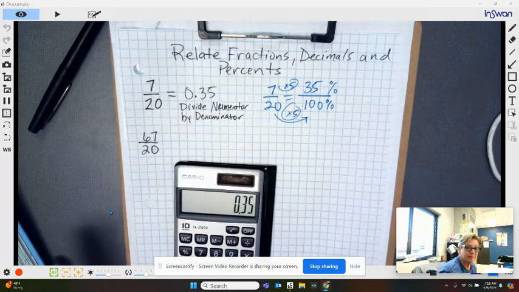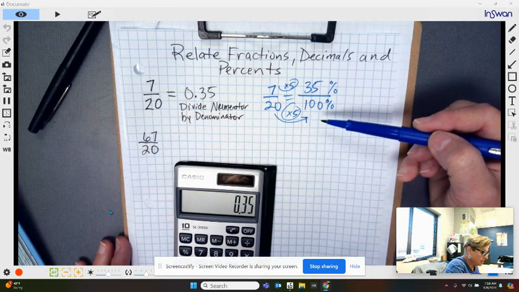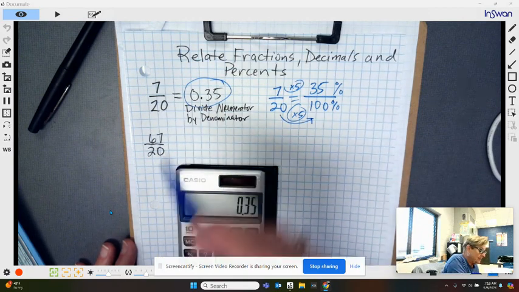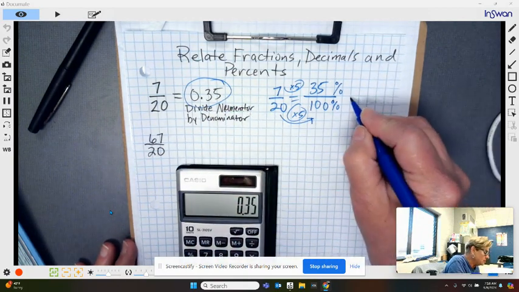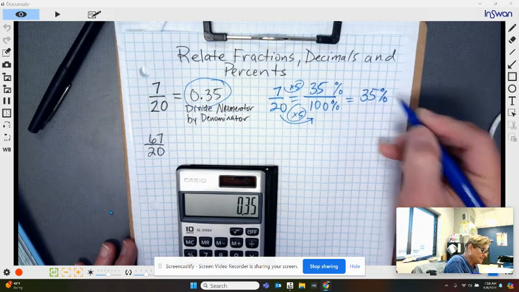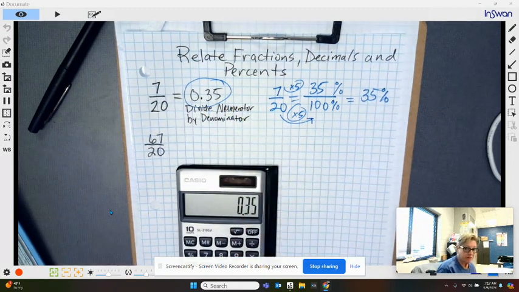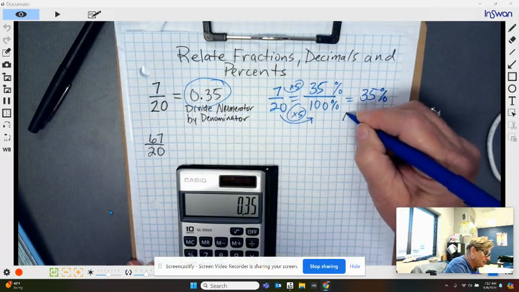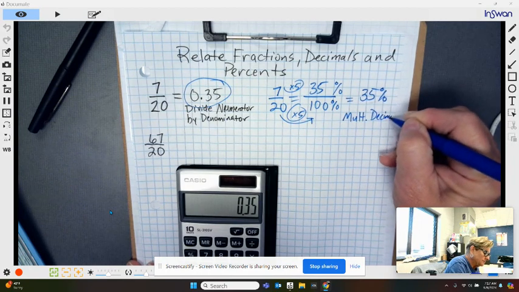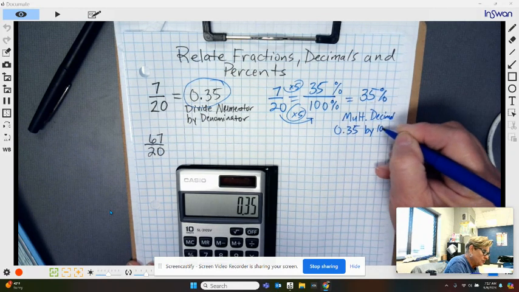Now, also, because you are in a relationship where it's parts per 100, you can take that original decimal where you divided the numerator by the denominator, multiply that times 100, and that would give you 35%. Because it just simply is moving the decimal 2 spaces to the right when you multiply by 100. So you can multiply the decimal 0.35 by 100 to get a percent.